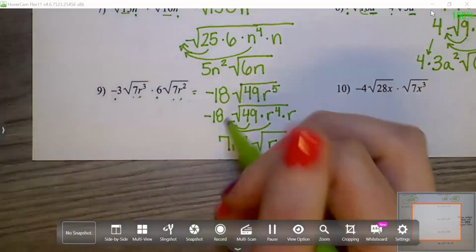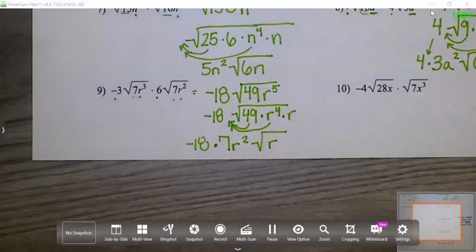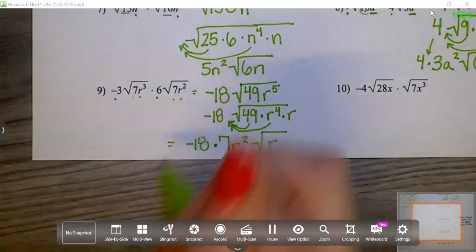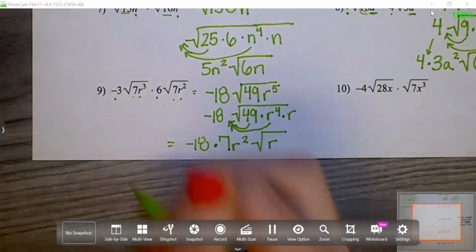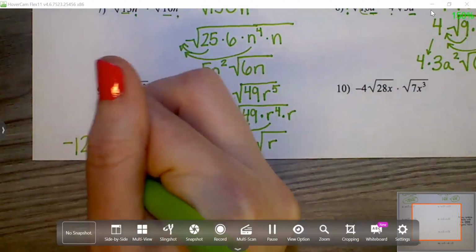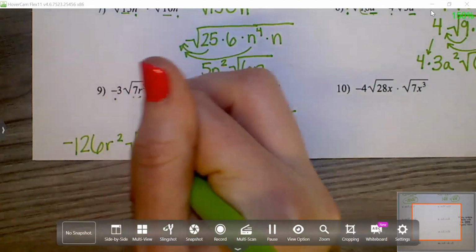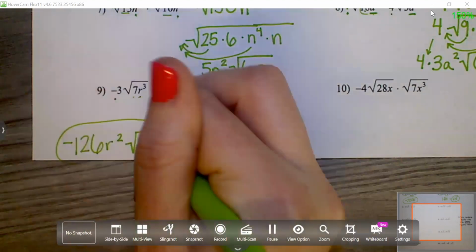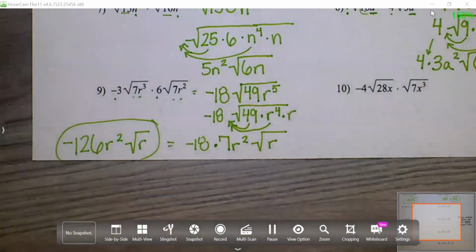And this number in front comes down and will get multiplied times 7. So my final answer, I'm going to take -18 times 7 and get -126 R to the second square root R as my final answer. You will need to do number 10 on your own.